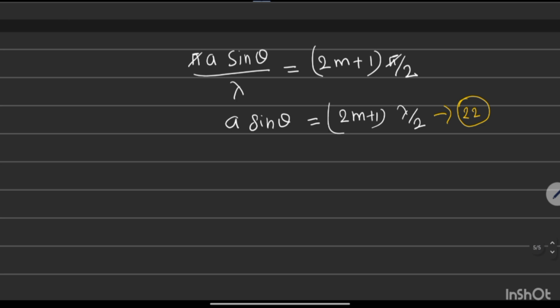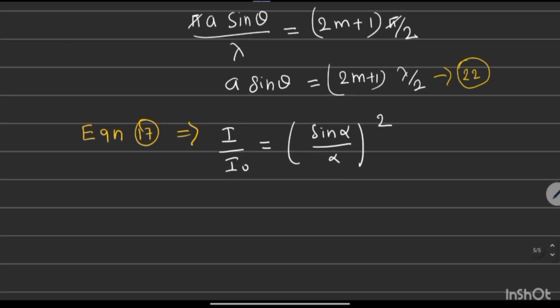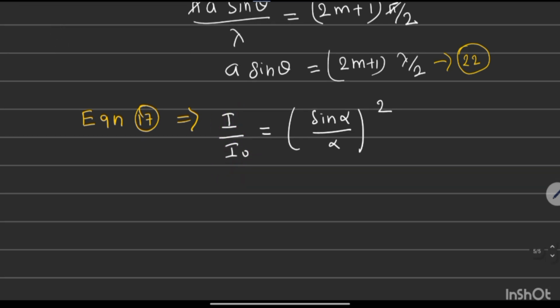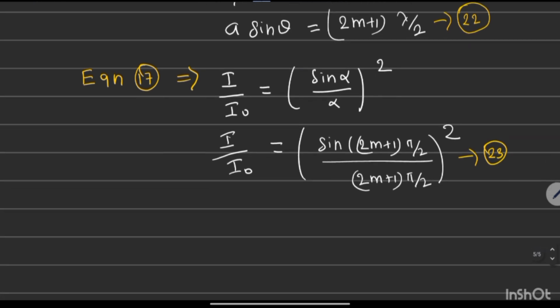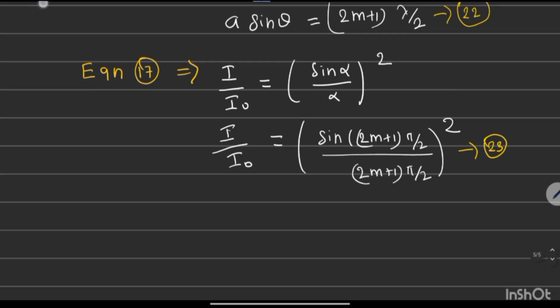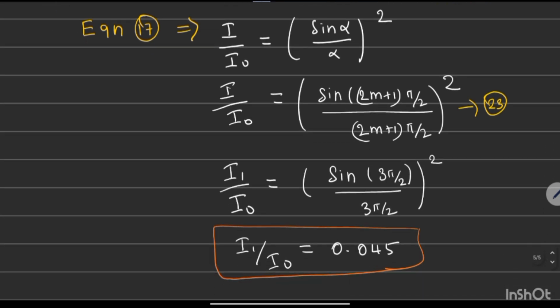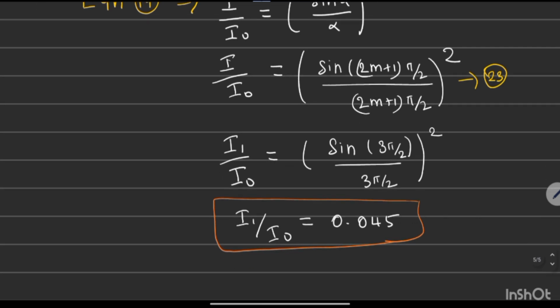Now substituting alpha in the intensity relation, we get the ratios of intensity. This is the ratio of the secondary maxima of any order with respect to the central maxima. If I substitute m equal to 1 in this relation, that should give the ratio of the first order maxima with respect to the central maxima. That is sine 3 pi by 2 divided by 3 pi by 2, the whole square, which is 0.045.